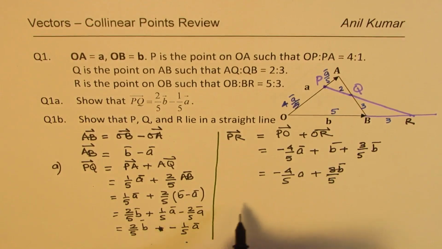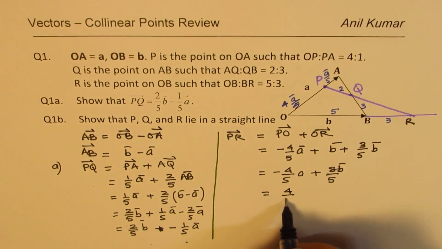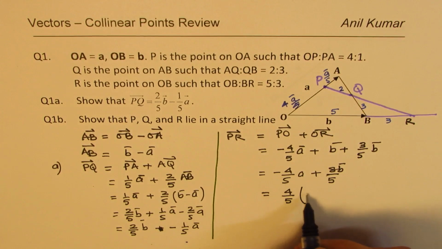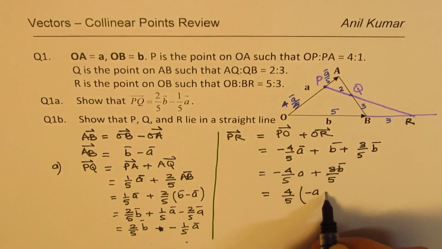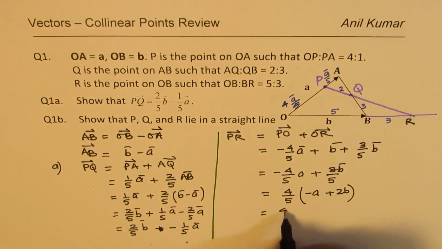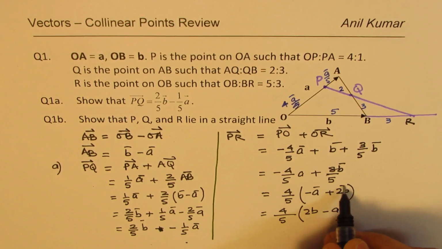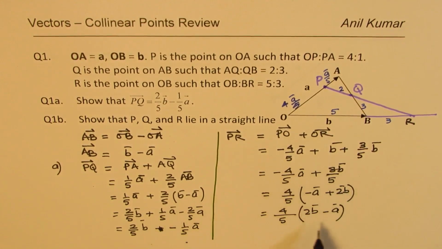Now, what is common between these two? We can take 4/5 common, right? So if I take 4/5 common, I get minus A, and here I get plus 2B. Or we could write this as 4/5 times 2B minus A. So that is PR. So PR is a scalar multiple of vector 2B minus A.